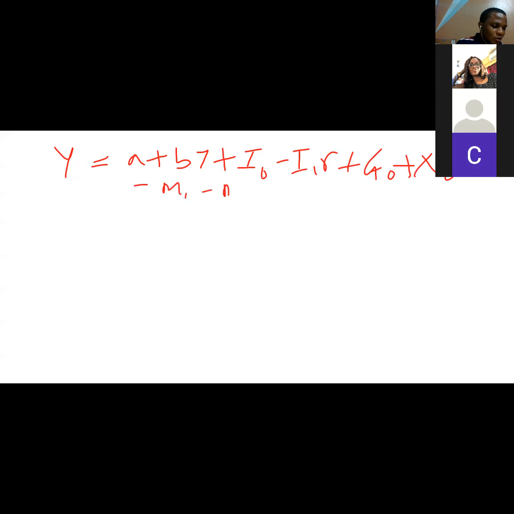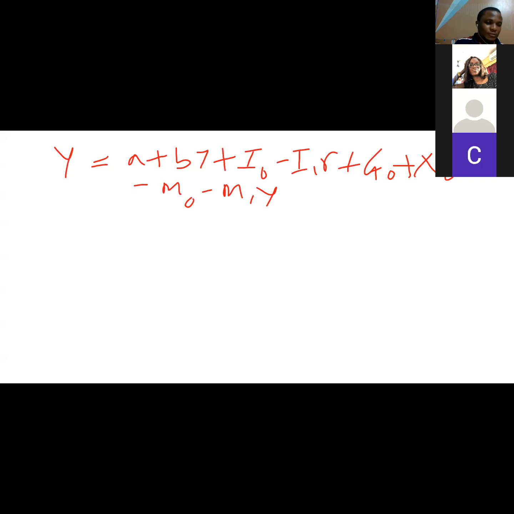My Y equals C, remember, which is A plus BY, plus I, which is I0 minus I1R. My G is autonomous, that is plus G0. My X is also autonomous, which is X0. Then I have my M, which is defined by minus M0 minus M1Y, from the last note.